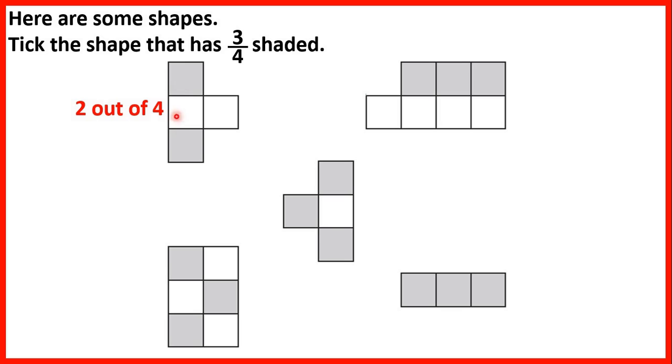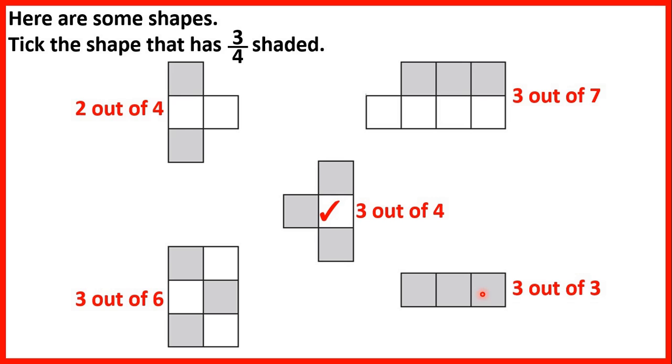Here we only have 2 out of 4 shaded. Here we have 3 out of 6 squares shaded. Now here we have 3 squares shaded and 4 squares altogether, so that's 3 quarters. Here we have 3 squares shaded but 7 squares altogether, so that's 3 out of 7 or 3 sevenths, not 3 quarters, because we have 7 squares altogether, so the denominator would need to be 7.